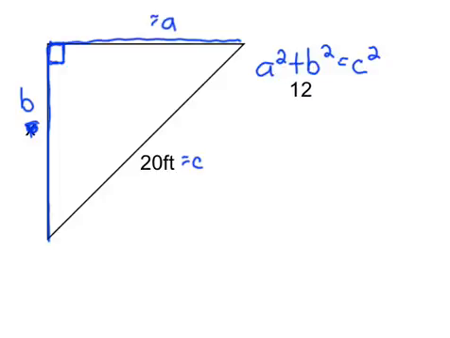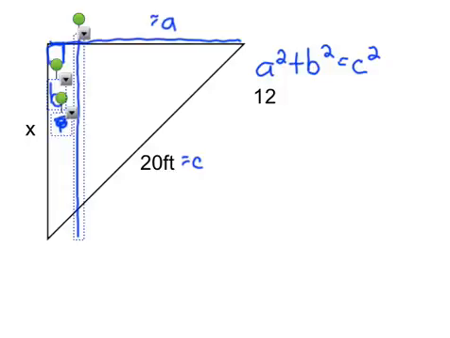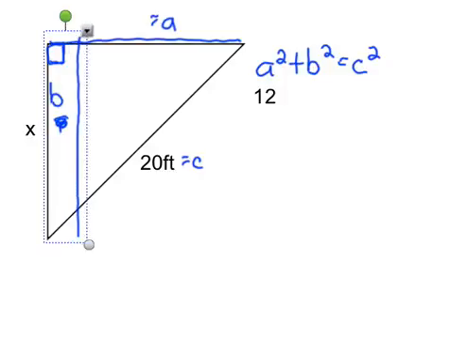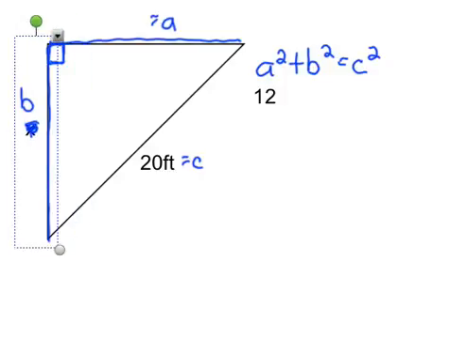Now, could I have put it over here? Yes, I could have switched those two around because they're both legs. I'm going to leave it right here. Looking for a B? I don't have a B over here. I don't have any numbers here, so I'm not going to write anything.